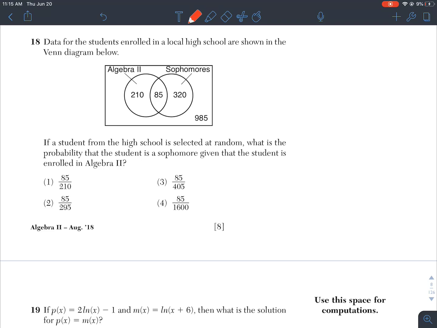For number 18, is a student from the high school selected at random? What is the probability that the student is a sophomore? Probability of being a sophomore given that they're in Algebra 2. So we know we're in the Algebra 2 bubble. There are 85 sophomores out of a total of 295 people in that bubble.